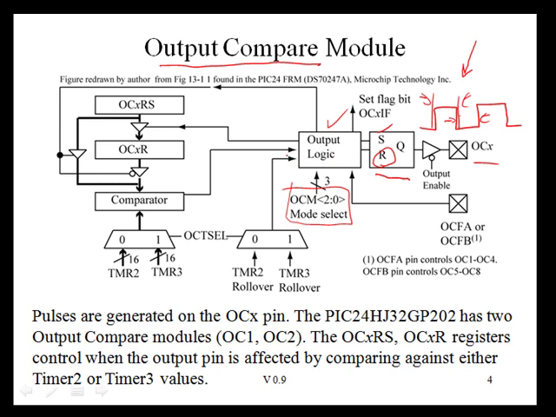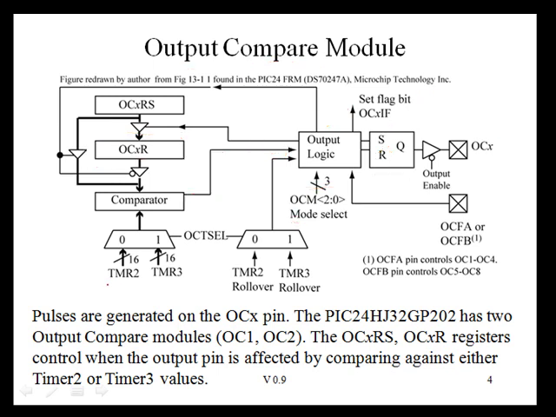And then we need to know when to do it, and that's going to be provided by this comparator input that is going to compare either a timer 2 or timer 3 value against a special function register that we're going to call the OCR register. Note that the output compare module must work with either timer 2 or timer 3. It does not have a built-in timer itself, so it will be dependent upon one of these two timer subsystems.